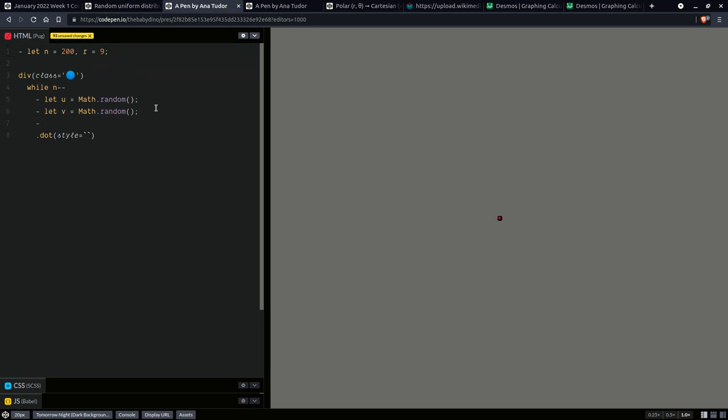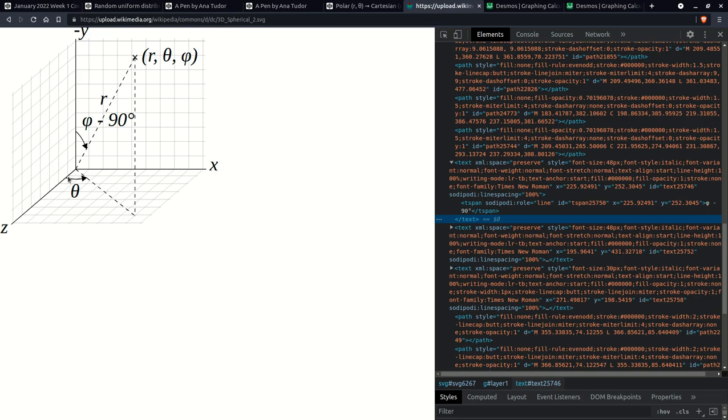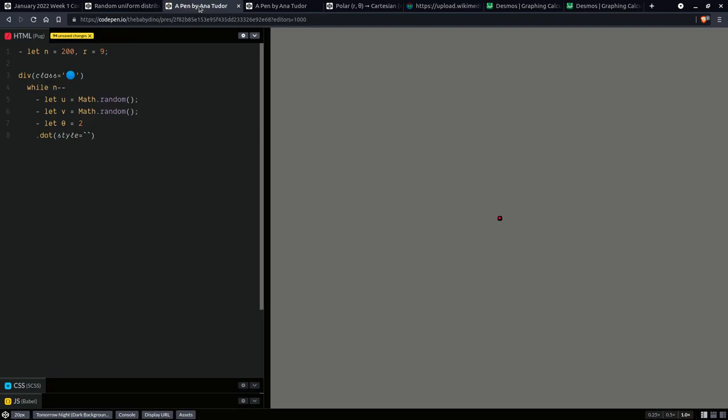And then we are going to get our angle theta. This angle theta goes from 0 to 360 or 2 pi. So we're going to have 2 pi times that u random number. So this is going to give us an angle that's anywhere between 0 and 2 pi.